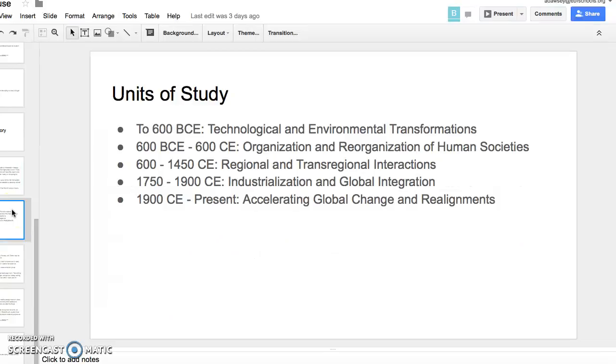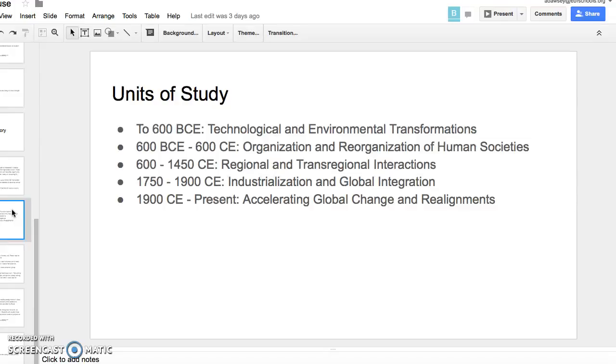The units that we're studying: we study a unit that goes from prehistory to 600 BC, technological and environmental transformations. So that's our prehistory unit and early civilization unit. We also study a unit that goes from 600 to 600, organization and reorganization of human societies, then from 600 to 1450, regional and transregional interactions, 1750 to 1900, industrialization and global integration, and 1900 to present, accelerating global change and realignment. So we literally cover all of world history.